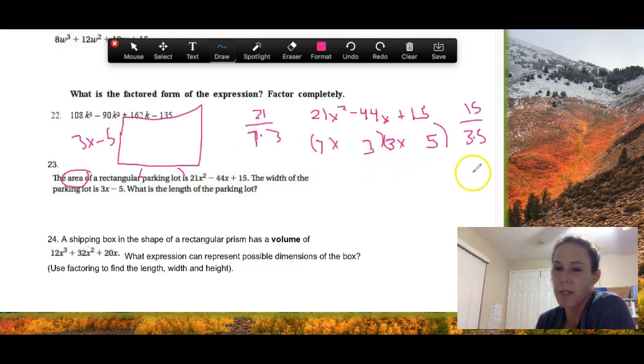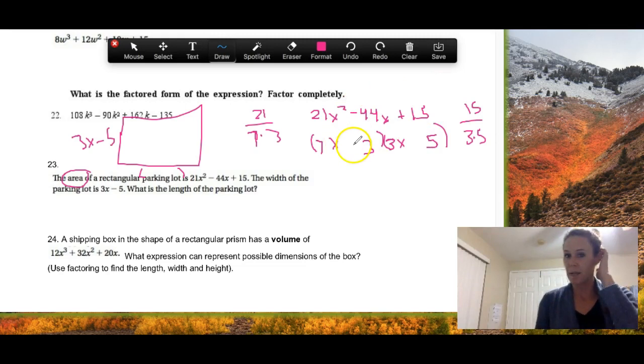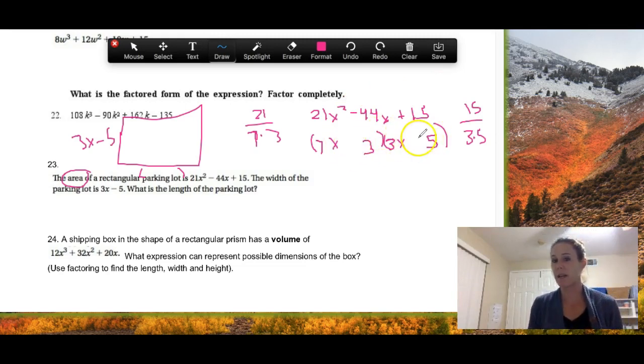Now let's look at our positives and negatives. That has to be a negative. That has to be a positive. So when that happens, instead of going positive, positive, I'm probably going to go negative, negative, because a negative times a negative makes a positive. And I need my middle terms to be negative. Check your middle terms. Your inner and your outer better add together to be this.